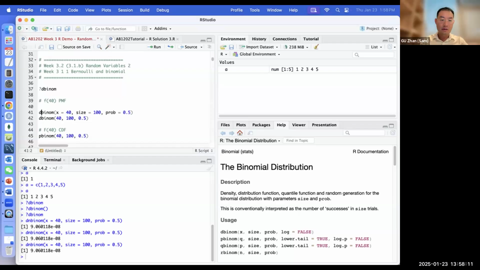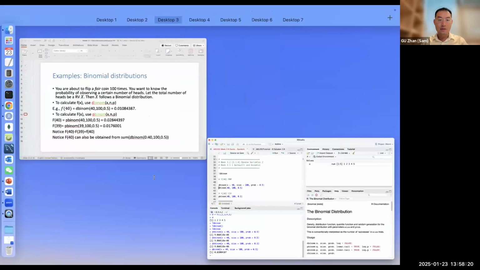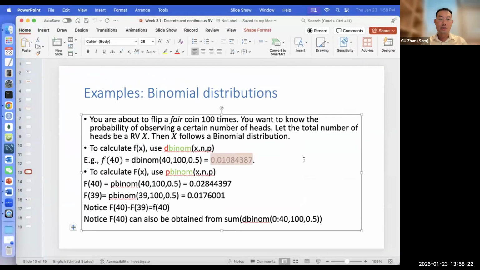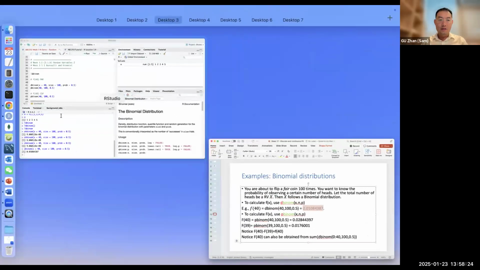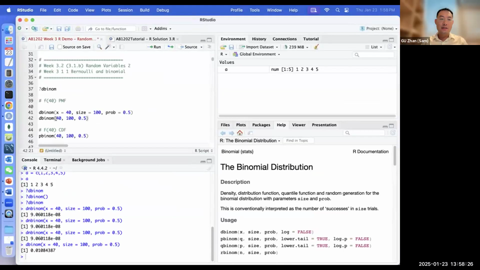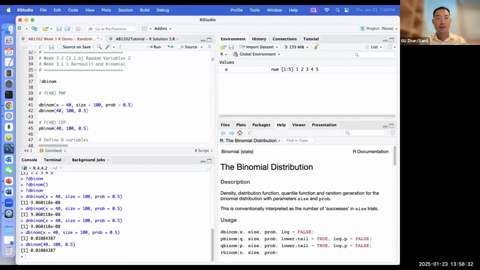dbinom. All right, there is a typo there. So 0.0108. This is the value that you see from here as well. Okay, now to simplify it, you can just place x equal to 40, then 100 is the size, and the probability, so you get the same result.